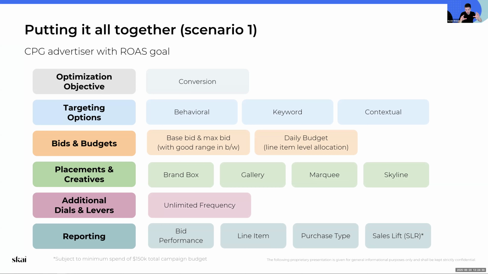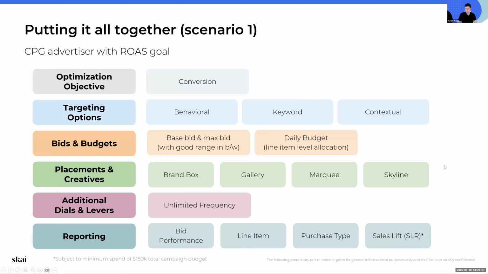The base bid, max bid, you want some good range in there. Give the algos, the technology behind this with Walmart Connect, some room to drive your results. Don't just hamper it with a $6 CPM base bid and a $7 max bid. You want to give it some range. All the placements, of course. In this case, we want unlimited frequency, and then there's some reports that are going to be super helpful.